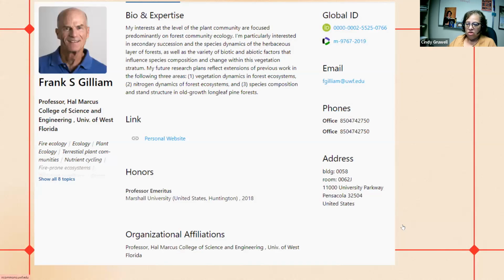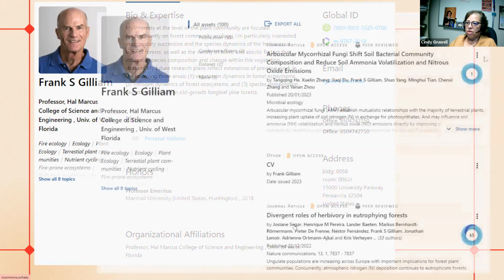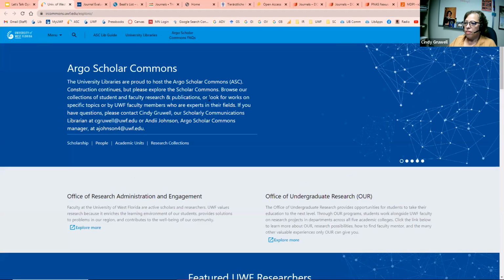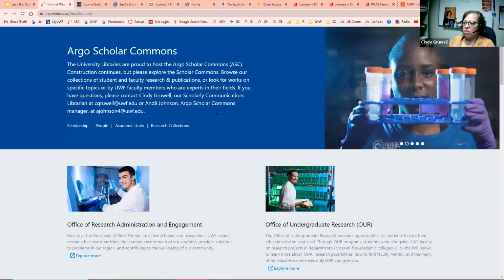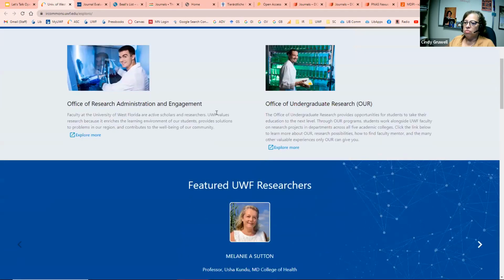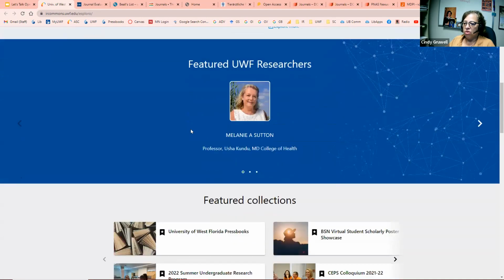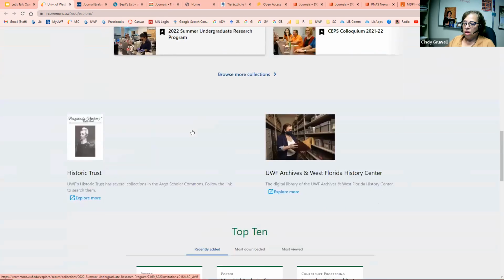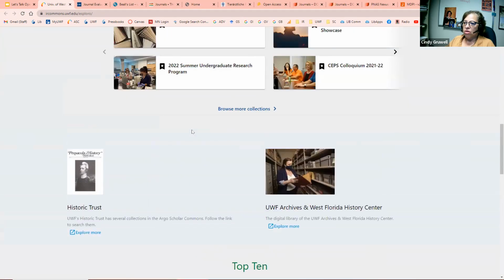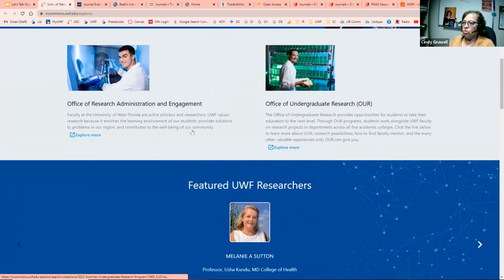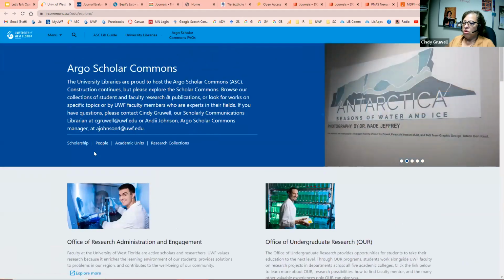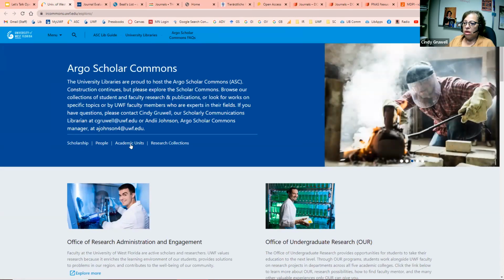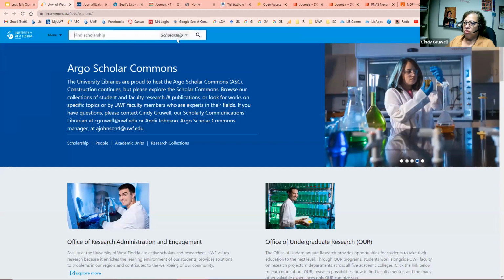This is an example, but I'm going to go out to the Commons itself. So this is what it looks like. There are lots of different links on the front page. We highlight some of our researchers here, some of the featured collections at the university, and some statistical information at the bottom of the page. You can access this a couple of different ways. You could go directly to scholarship, people, academic units, and research collections, or you can search for individuals.